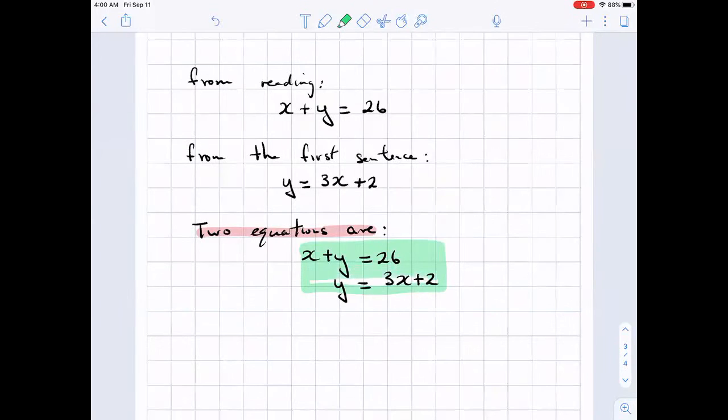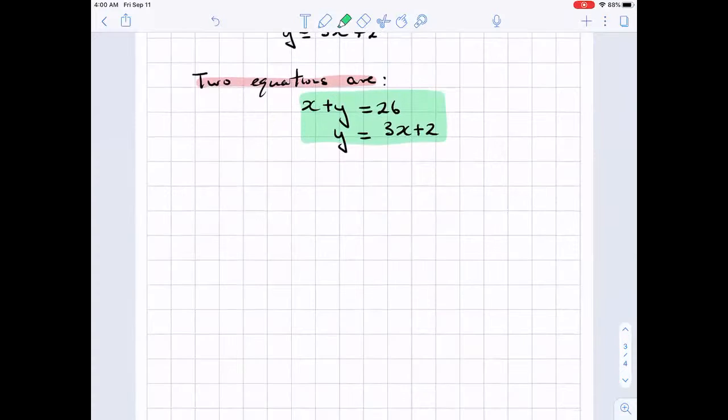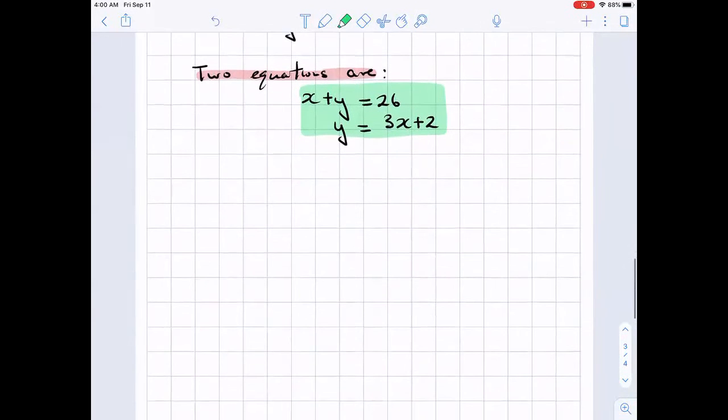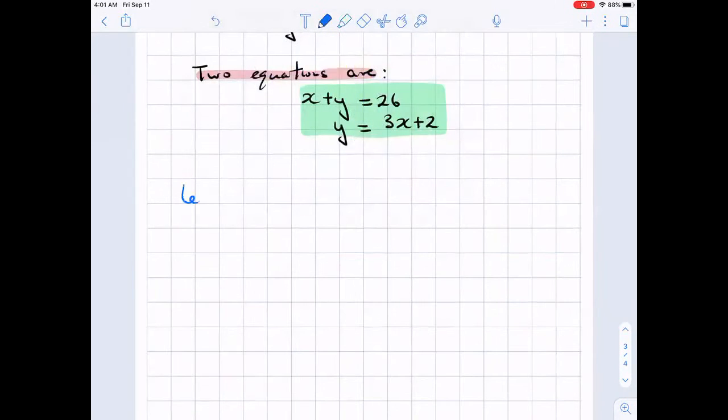And we have learned how to solve systems of equations. We have looked at the addition method or the elimination method, and we have looked at the substitution method. And because one of the variables here is already solved for or isolated, I think it is best to use the substitution method. So now let's solve. Let's solve. Okay? Using the substitution method.